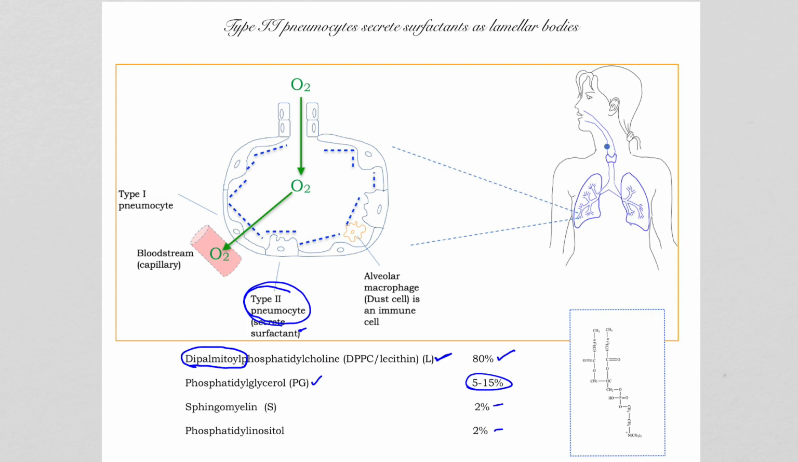So these cells secrete a lot of amphiphilic lipids. And why is that necessary? Because we have this layer of water, right? We have this water which is in contact with air. So there's going to be surface tension here.